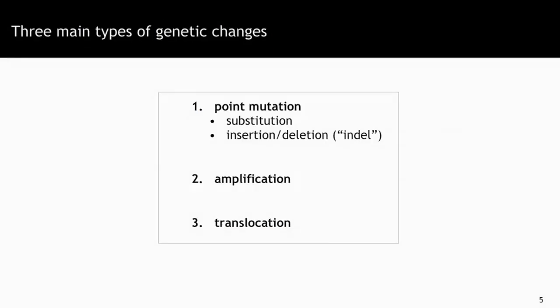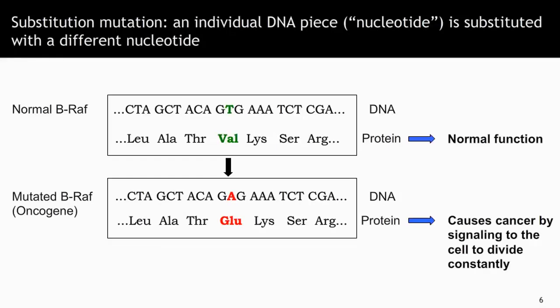So let's take a few moments to talk about the types of mutations that can actually occur in the DNA itself. There are three main types: point mutations, which can either be substitutions or indels, which we'll talk about, amplifications, or translocations, and we're going to talk about each one of these in the upcoming slides.